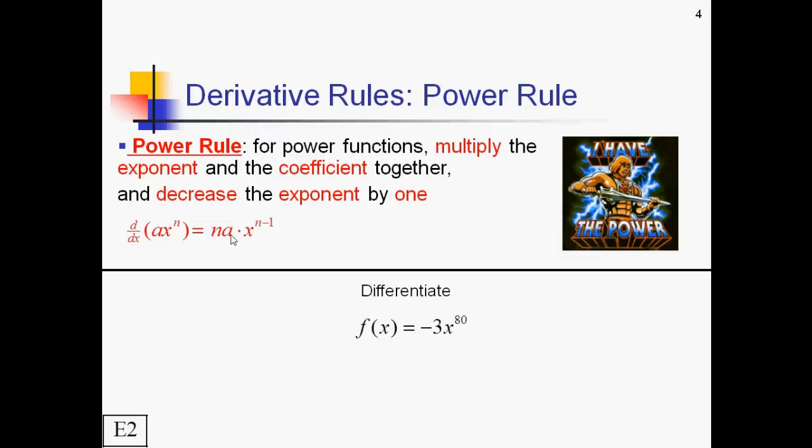With this rule in mind, pause the video and see if you can apply it to this problem down here. All right, let's see how that went. So multiplying the exponent and coefficient together, we have negative 3 times 80 is negative 240, and then decreasing the exponent by 1, we write x to the 79th power. And just like that, we've got the derivative of an 80th degree term.